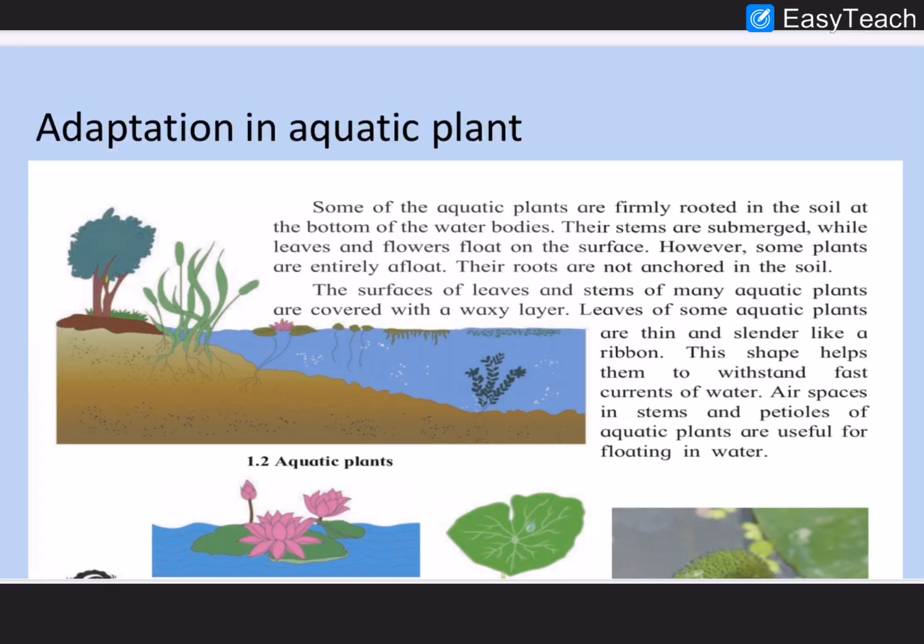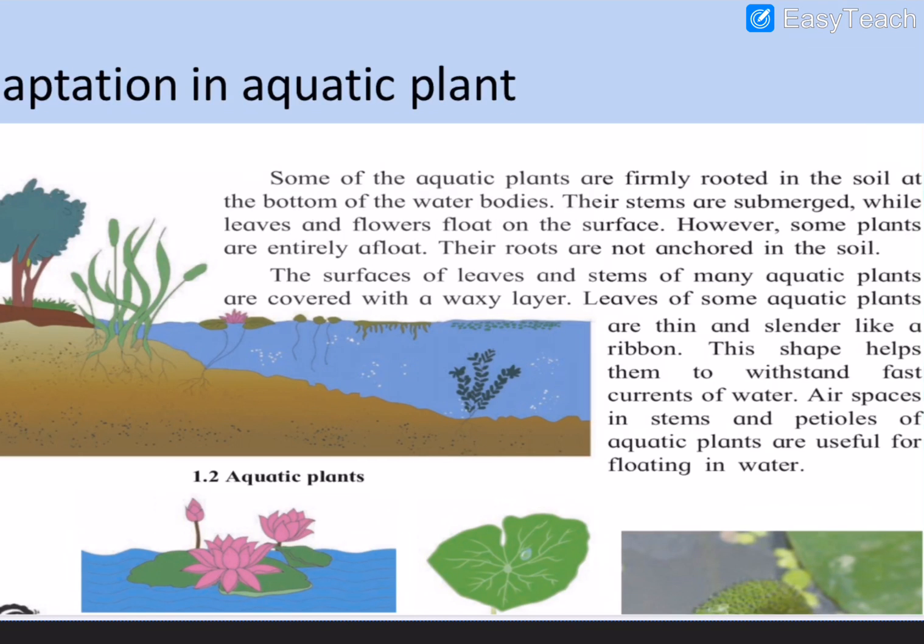So we are going to discuss the adaptation of plants which live in water, that is, aquatic plants. An example of an aquatic plant is the lotus. In the image you can see that some aquatic plants are fully covered under the water. Their leaves, roots, and stems are all under the water, and some aquatic plants are floating in the water. You can see they are completely floating, and for some aquatic plants only the roots and stems are under. The roots are in the soil, and the stems are under the water.